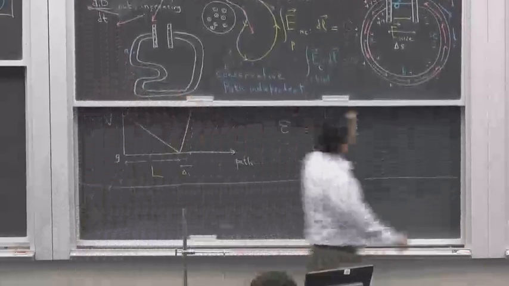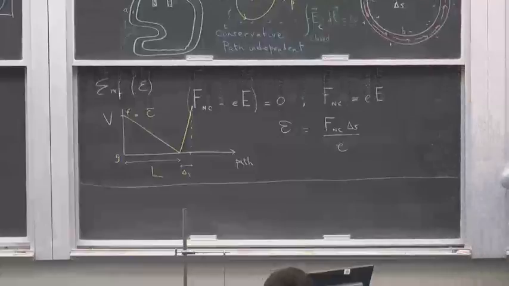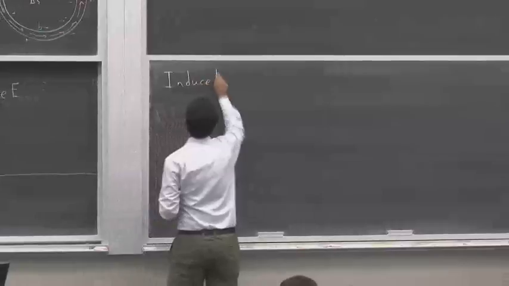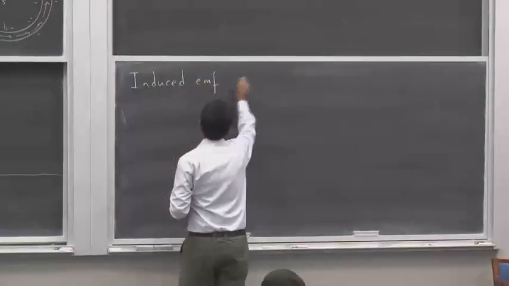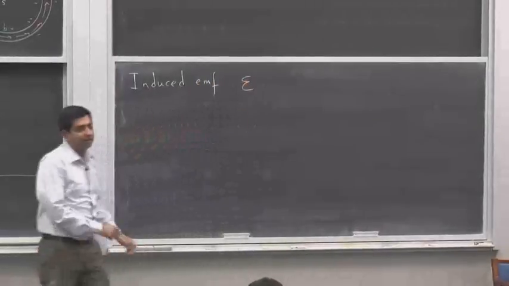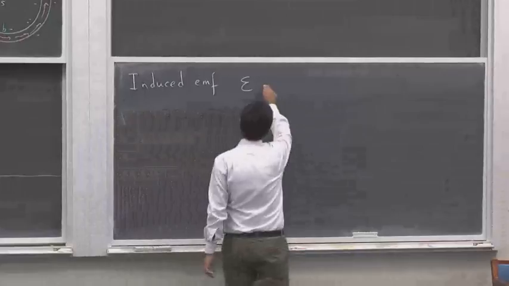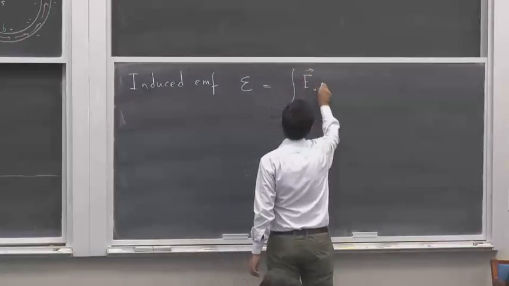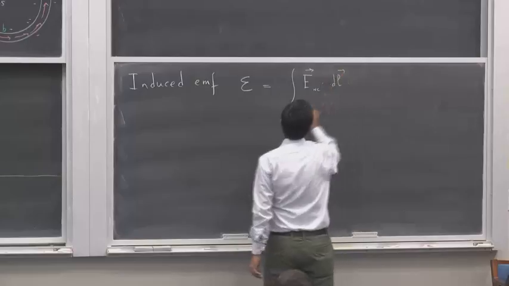So the induced EMF, the curly E, is simply E NC, the non-coulombic field, line integral over a closed path.